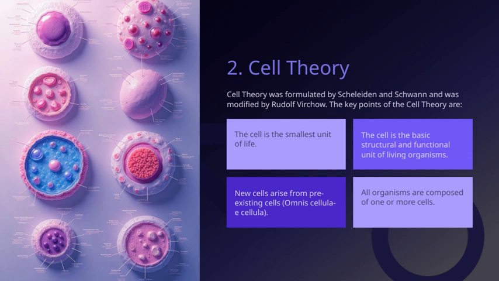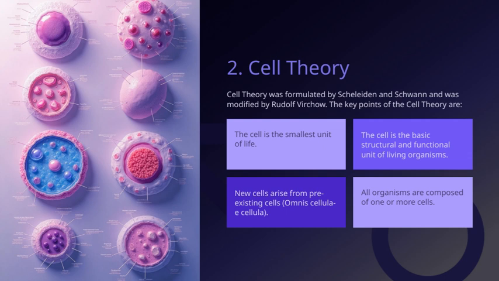An important concept to remember is that new cells come from existing cells. This idea is summed up in the phrase omnis cellula cellula, which means all cells come from cells. So, cells don't just appear out of nowhere, they multiply from pre-existing cells. The cell is actually the smallest unit of life that can carry out all necessary functions. It's like the minimal working unit that keeps an organism alive and functioning.